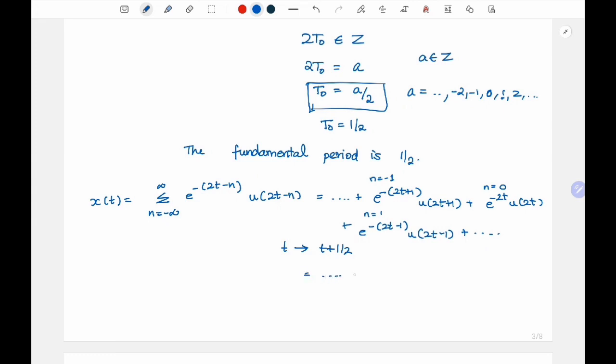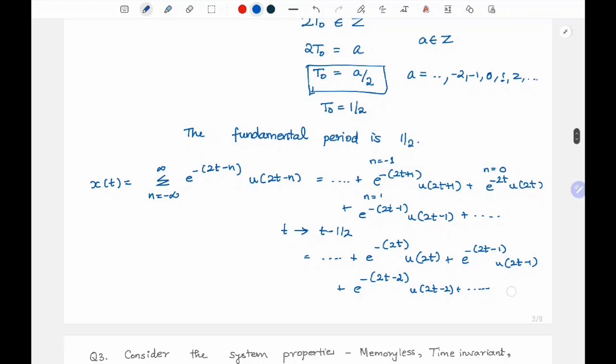Now you just replace t with t plus half. Then what happens? You have the same terms. So the n equal to minus 1 term will go to e power minus 2t, with 2t minus 1 plus 1, which is nothing but 2t itself. And the same for u of 2t minus 1 plus 1, which will be u of 2t. So again plus this, what will this term go to? So e power minus of 2t minus 1, again u of 2t minus 1, plus e power minus, what will this be? 2t minus 2, u of 2t minus 2.